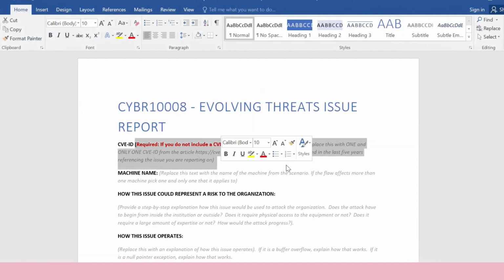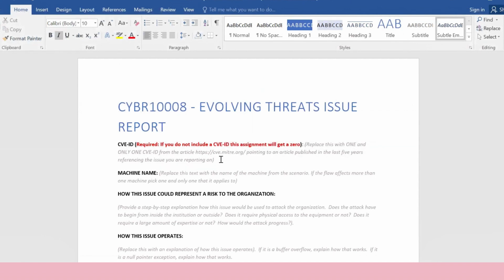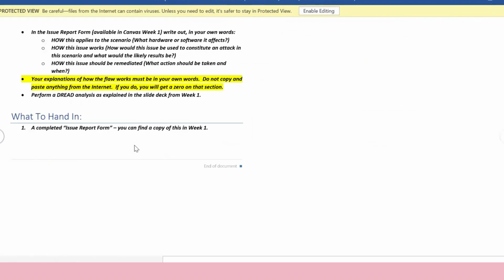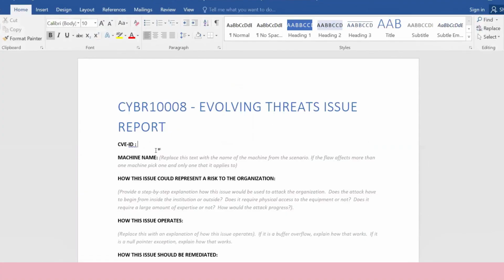Yeah. So they said we have to replace this with a CVE ID. So let's assume we are doing the one of the domain controller, because that's the one that is clearer. Yeah, that vulnerability is clearer. So we can say it is CVE-2021-42287. Okay.